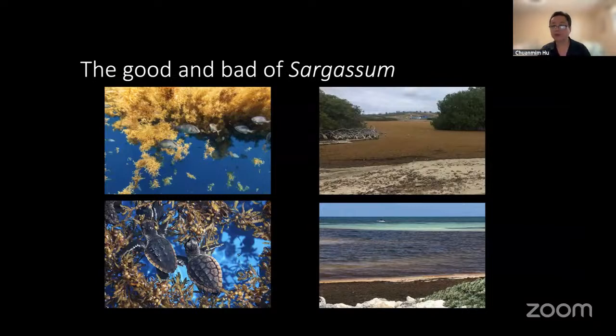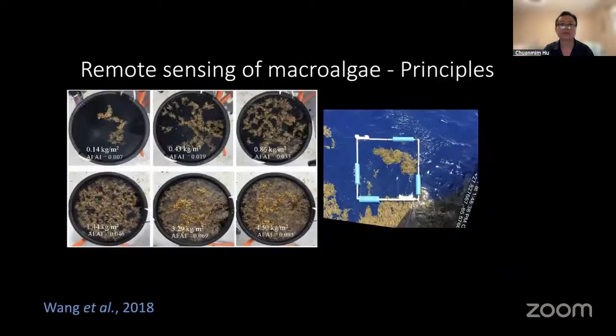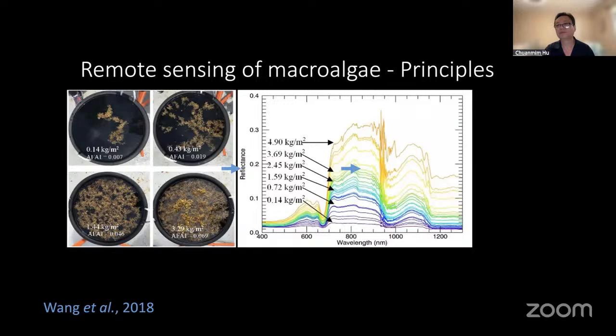Now, how do we monitor and track this from satellites? So here are the principles. I show this for sargassum, but it applies to any type of floating macroalgae. Basically, you do an in situ experiment to determine the percent cover or biomass density, and at the same time, you measure the reflectance. So there's a one-to-one relationship between percent cover and reflectance. The spectral shape is the same, but the magnitude is different. So we establish a relationship between percent cover and reflectance and apply that to satellite data. Okay, so this is the principle.